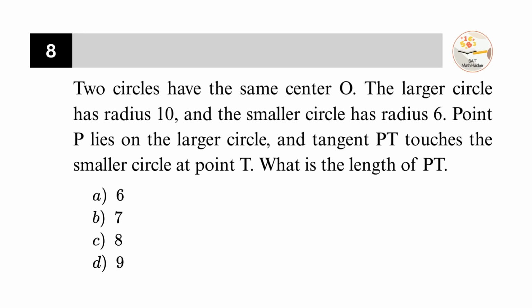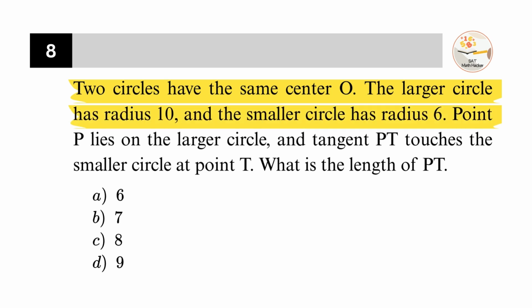In this SAT geometry problem, we have two circles with the same center O. The larger circle has radius 10, and the smaller circle has radius 6. Point P lies on the larger circle, and tangent PT touches the smaller circle at point T. We need to find the length of PT.